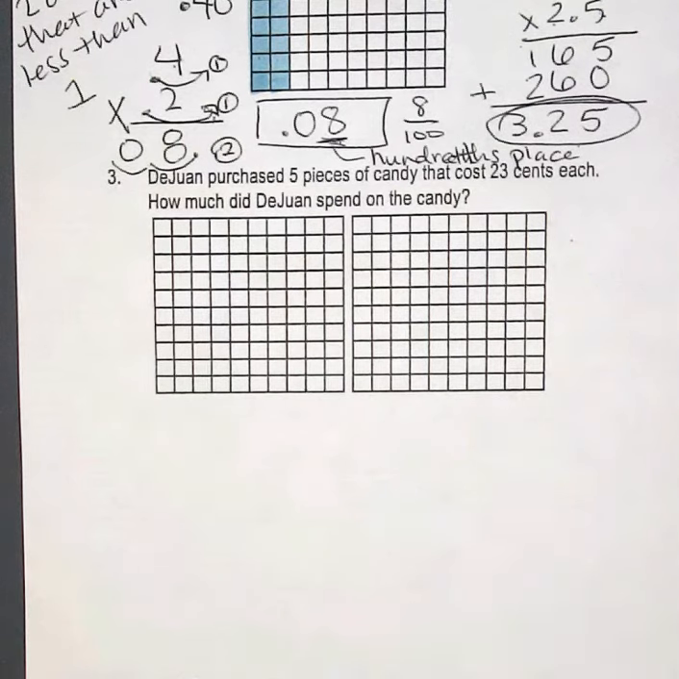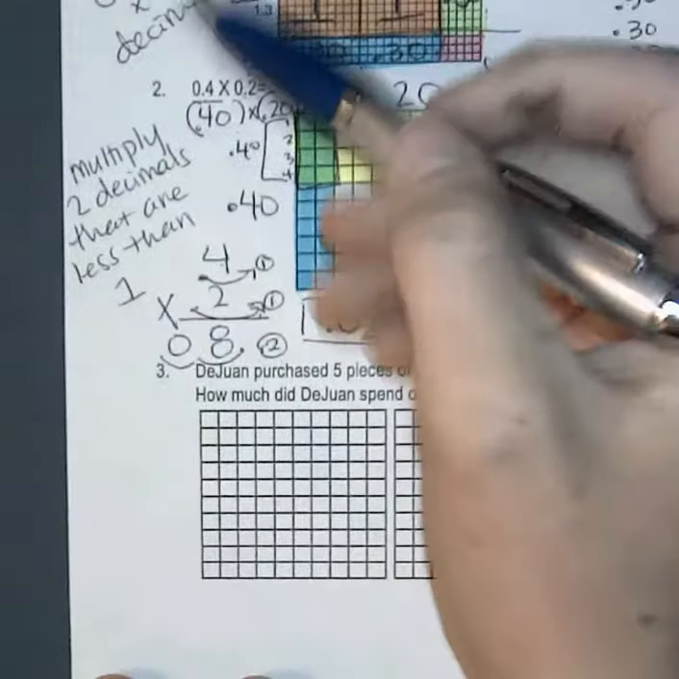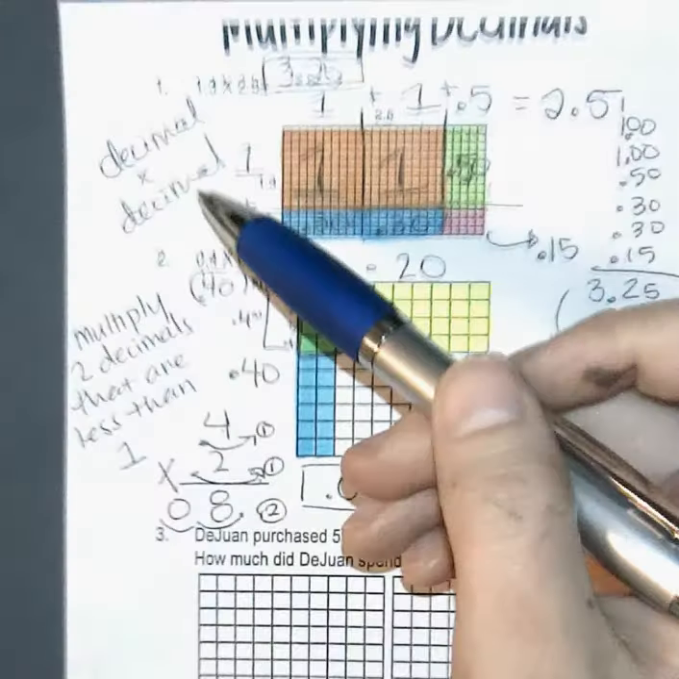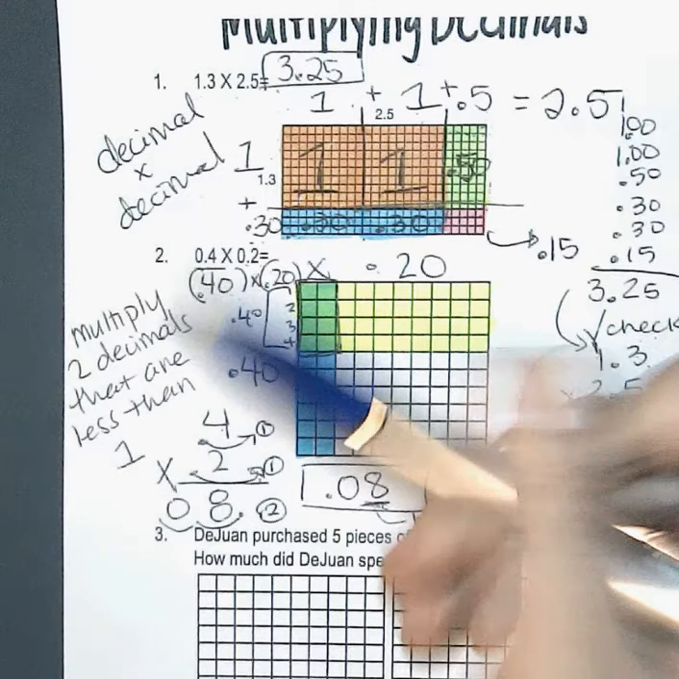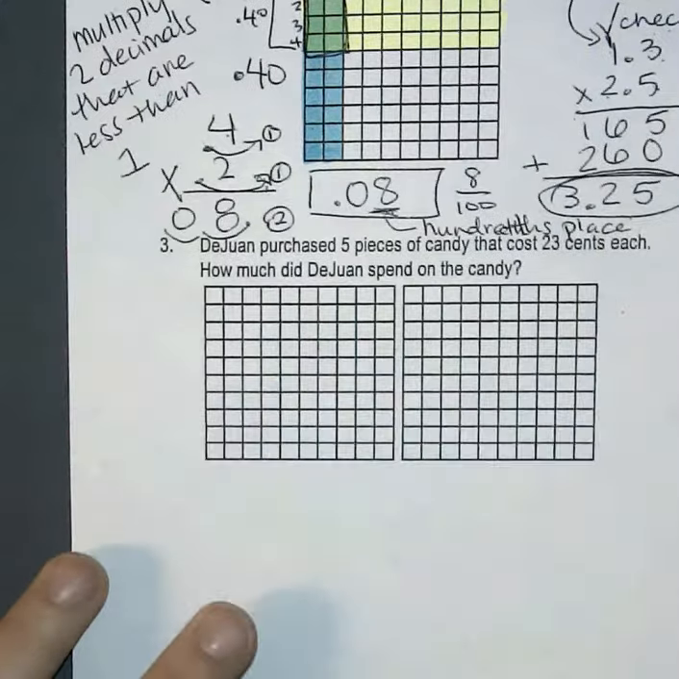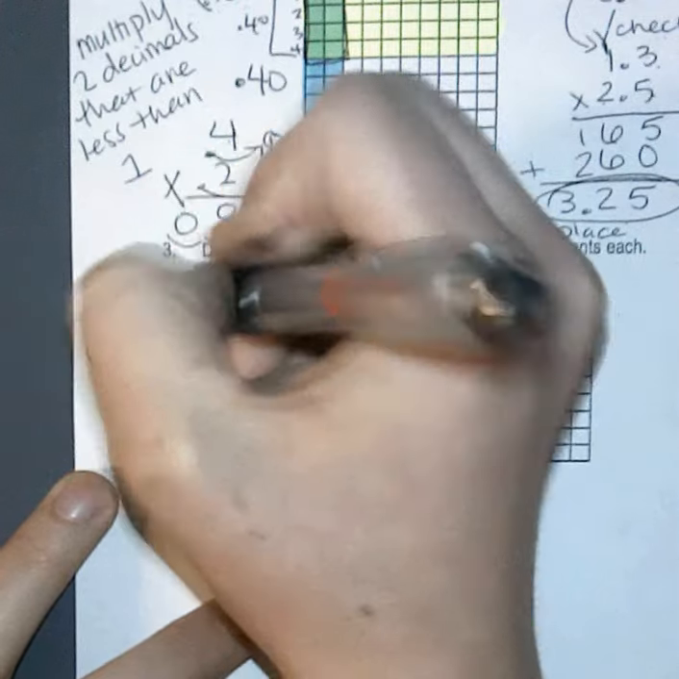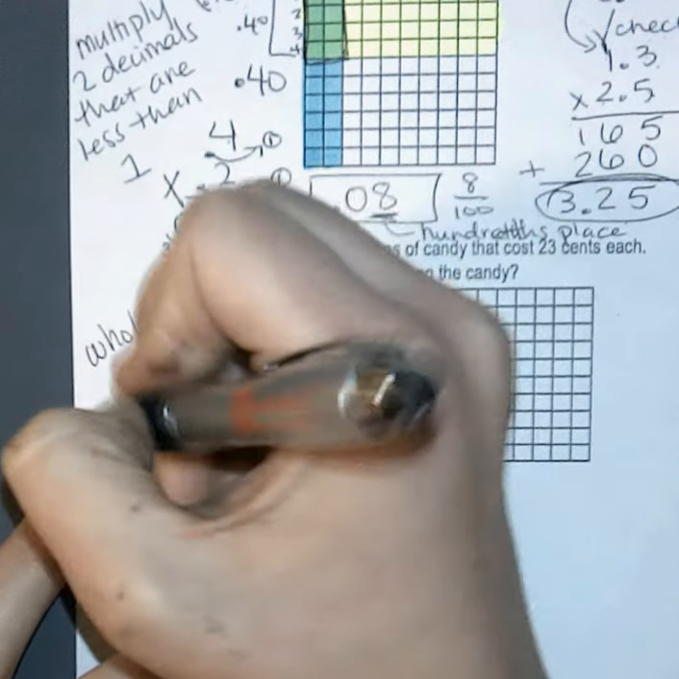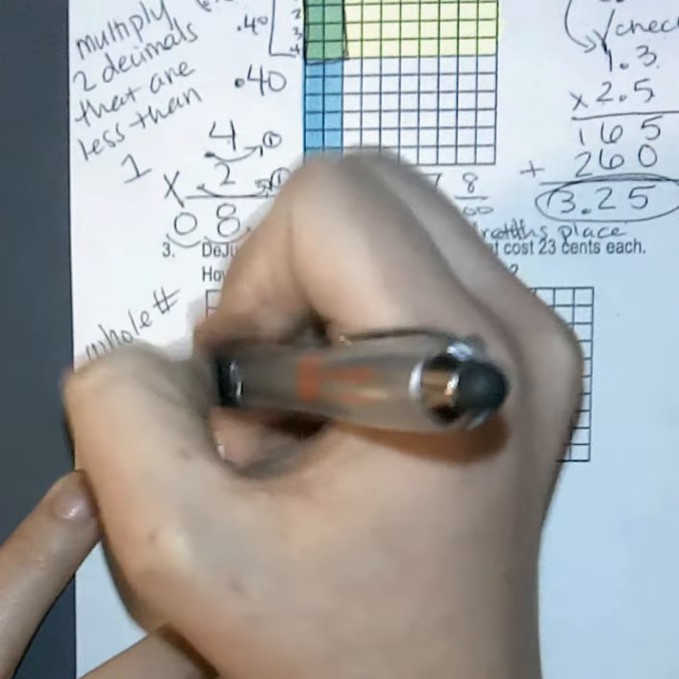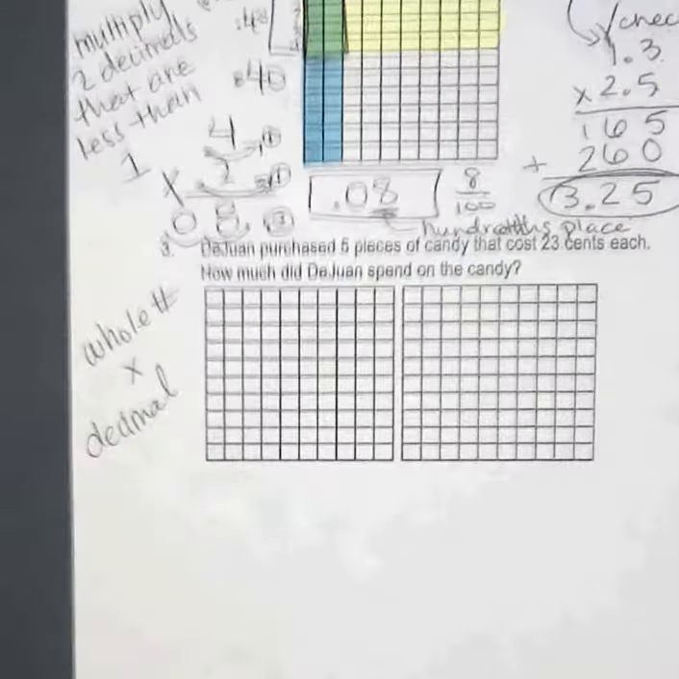Alright guys, we're on number 3 of multiplying decimals. For this one, like we talked about here, we showed a couple different examples: decimal times a decimal, then multiplying two decimals that are less than 1. And what we're going to do for this third example is a whole number times a decimal. So what do you do when you have a whole number and you're multiplying that by a decimal?